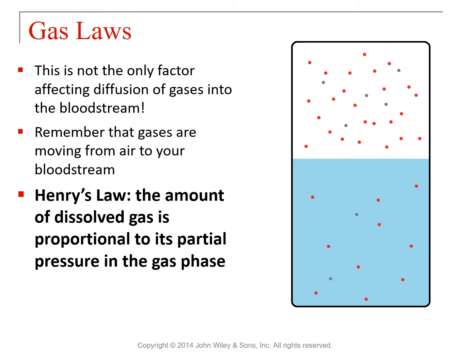So if you have a higher amount of red gas in the air mixture, if you look at the blue portion, which is supposed to be water, you're going to have a higher amount of red gas in the liquid. Less gray gas in the air, less gray gas in the liquid. So that's proportional.